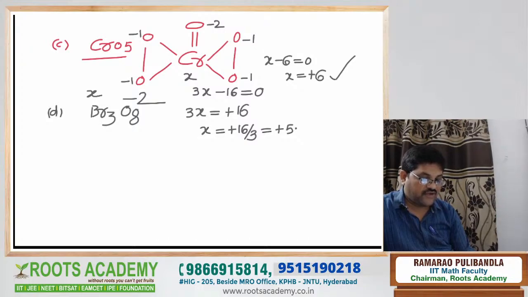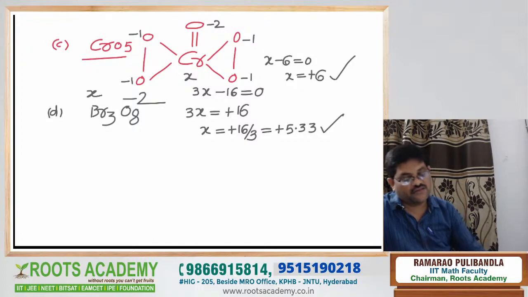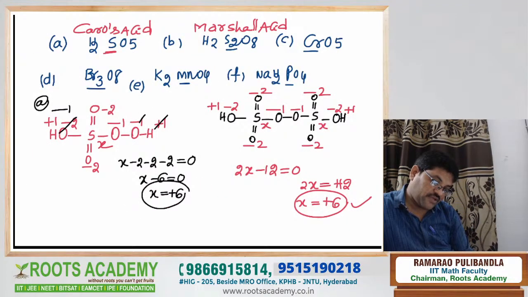So here 5 times 3 is 15 and 1 is left. That is plus 5.3, the average oxidation state of bromine. Plus 5.3. Understood this question? Now come to the next question.